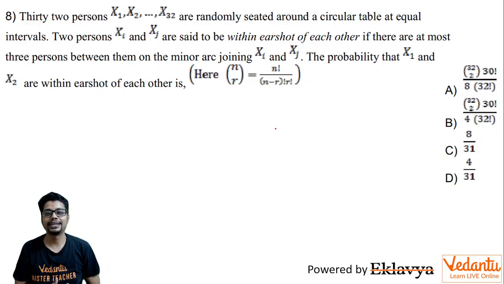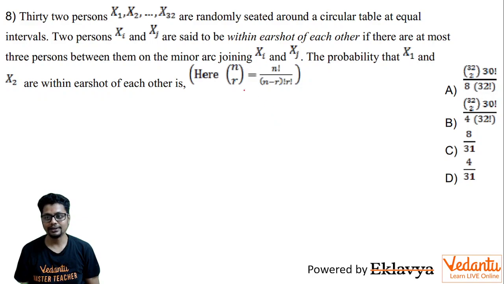We are discussing KVPY 2017 SX and the question for this video is this. 32 persons x1, x2 up till x32 are randomly seated around a circular table at equal intervals. Two persons xi and xj are said to be within earshot of each other if there are at most 3 persons between them on the minor arc joining xi and xj. The probability that x1 and x2 are within earshot of each other is.